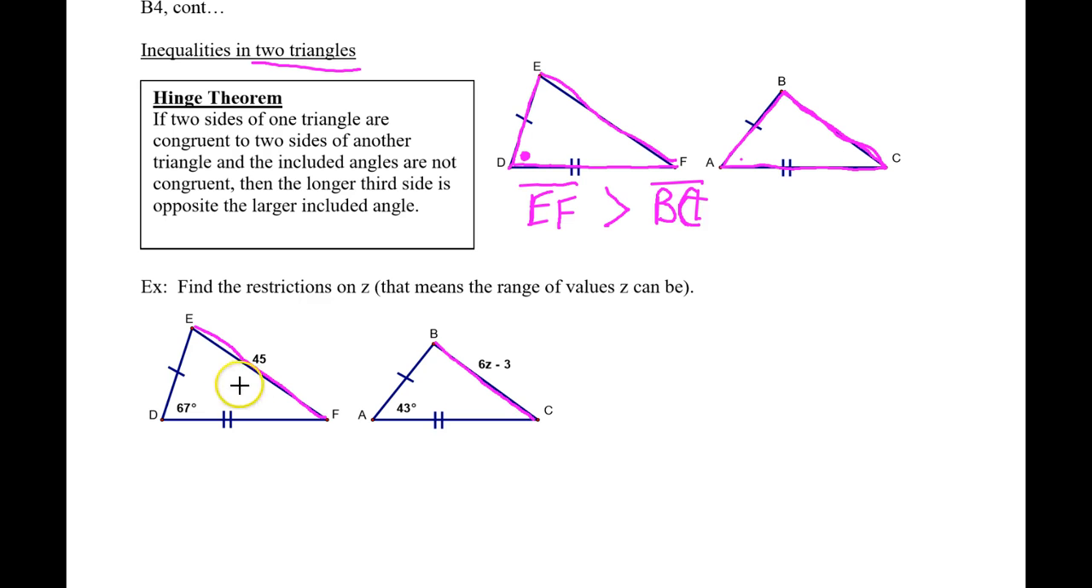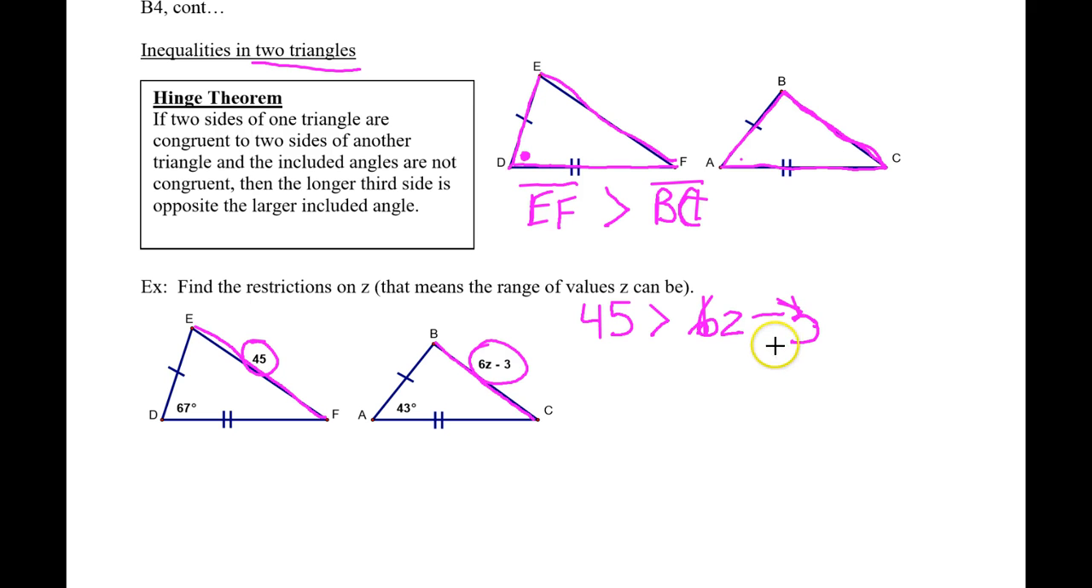So if I set up a little inequality, I could say 45 has to be greater than 6z minus 3. Let's write that down. 45 is greater than 6z minus 3. Oh my goodness, this is lagging big time.